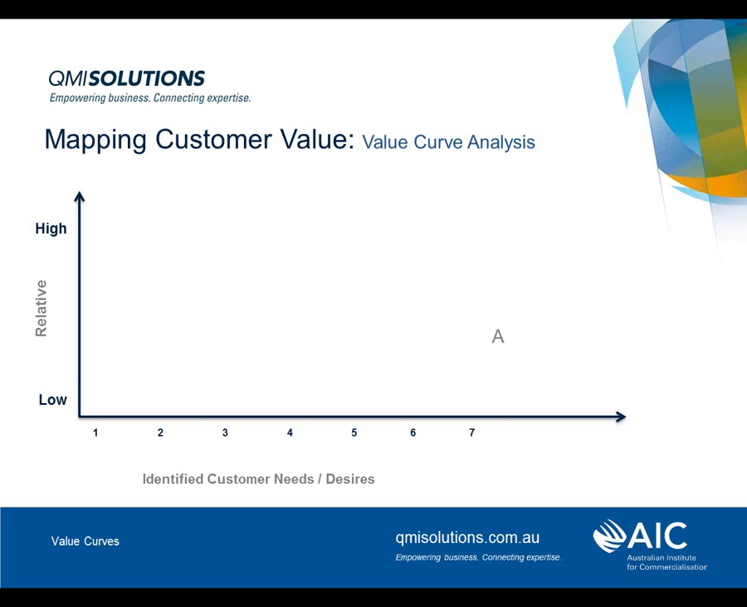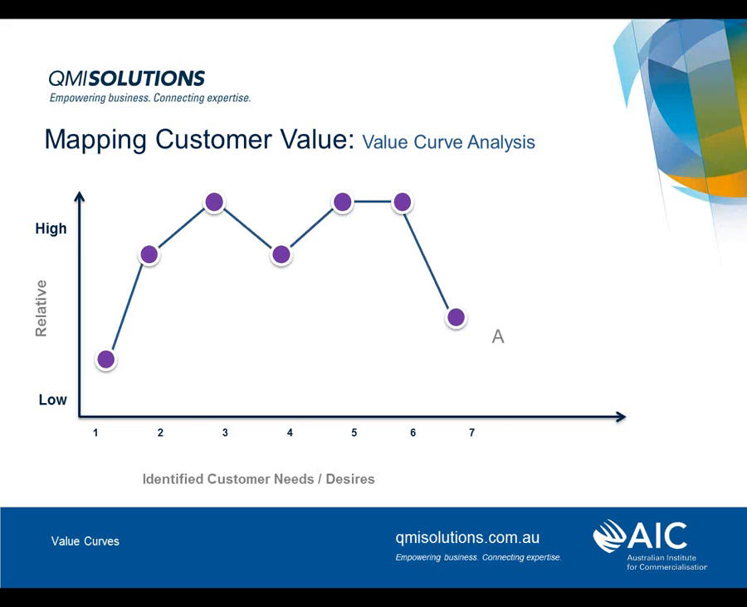So, for example, for competitor A out in the marketplace, we've got a competitor there. He satisfies this need pretty lowly. He's not very good at satisfying this first need. The next one, he does reasonably well. The next one, superb. He's actually very good at item number 3, etc. And you can map out how the company performs against each of the customer needs and desires and map that out. This is called a value curve.